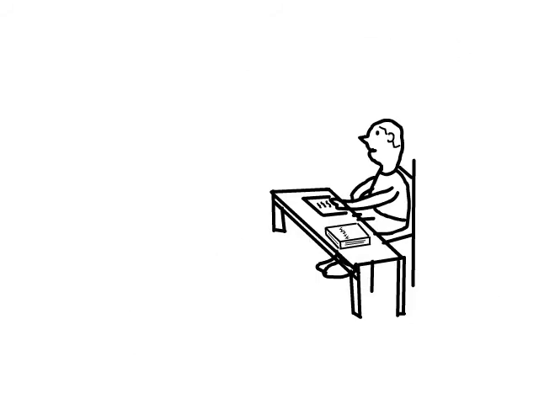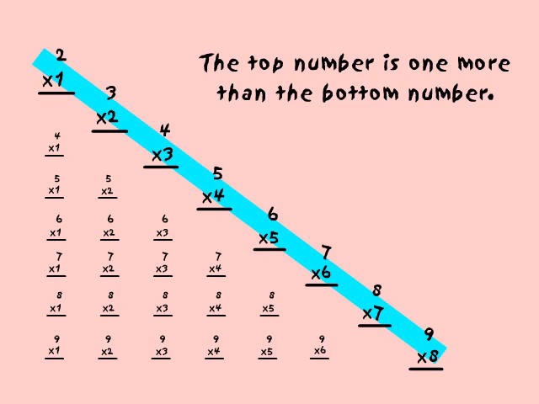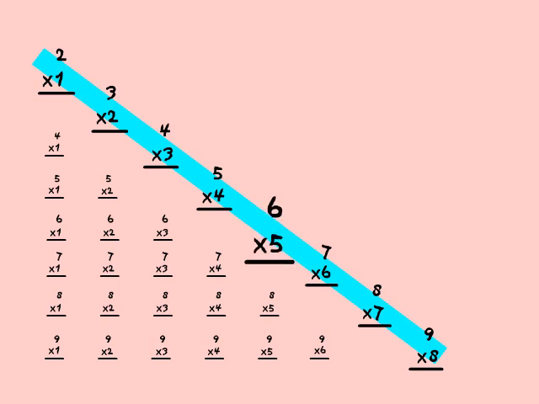Okay, so if we're looking at, say, 8 times 7, we think of 7 times 7, which is 49, and add 7 more, which is 56. So 8 times 7 is 56. Okay, that's not as good a trick as we had before, but still it'll help. We now know that if the top number is one more than the bottom number, like say 6 times 5, then it's 5 times 5 plus 5, which is 25 plus 5, which is 30. Okay, that'll help us remember this.